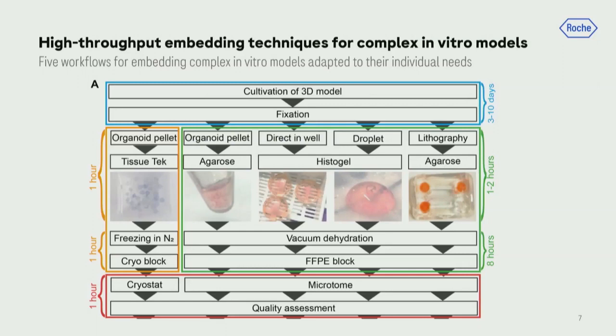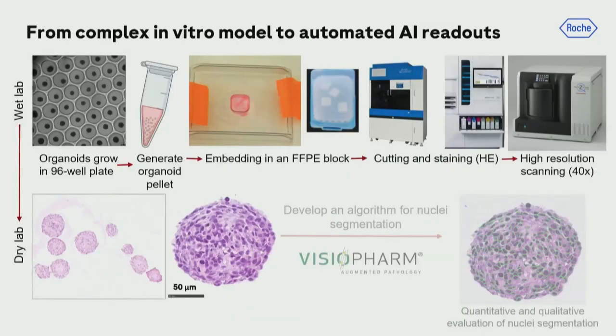And we also have the FFPE embedding, the formalin-fixed, paraffin-embedded histotechniques, which I already explained to you. You have an organoid pellet, you embed in agarose, we have direct in-well, droplet, or lithography. We call it lithography because you perfuse the vessels with agarose, and then you take out the channel, and then again you put it in agarose, so it is embedded 2 times, and then the nice morphology of the network is still retained.